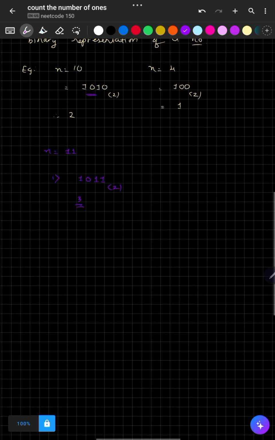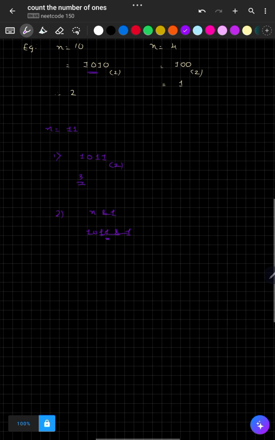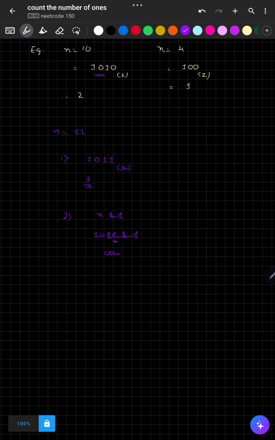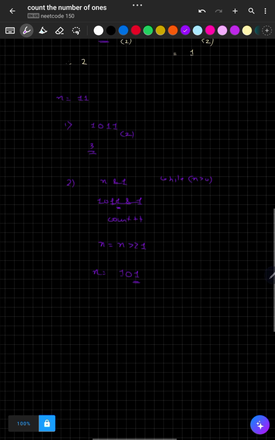So this is 3. Otherwise what you can do is first take a number and AND it with 1. So for example, when you take 1011 and AND it with 1, you find out whether the last bit is 1 or not, and if it is 1, then you increment the value of count, and then you make n equal to n right shift 1. So that time n becomes 101, and again you do the same thing. You run the loop while n greater than 0, and you do the same thing.